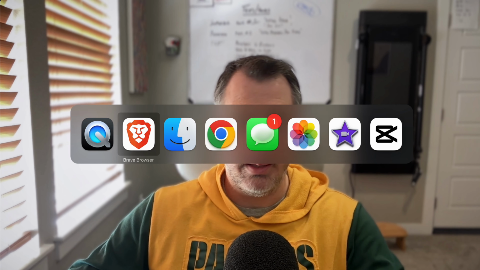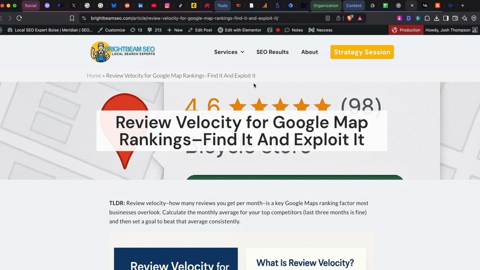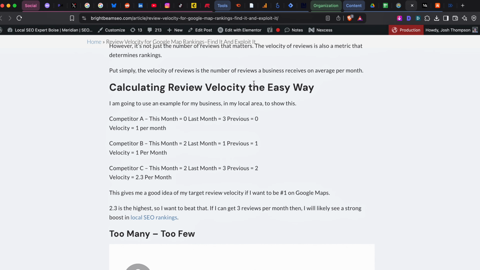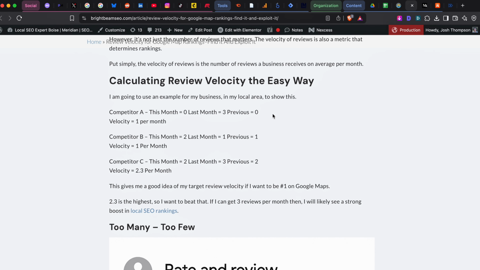I think it's a great metric and one that you should be including. So number of reviews is obvious. Review velocity, though, is usually based on monthly, and the closest month is going to matter. So how do we calculate review velocity? Let's jump over here to this article I just put up. Basically, I think the best way to calculate it is to look at your top 3 competitors and go back through the last 3 months. How many reviews did they get each of those months?